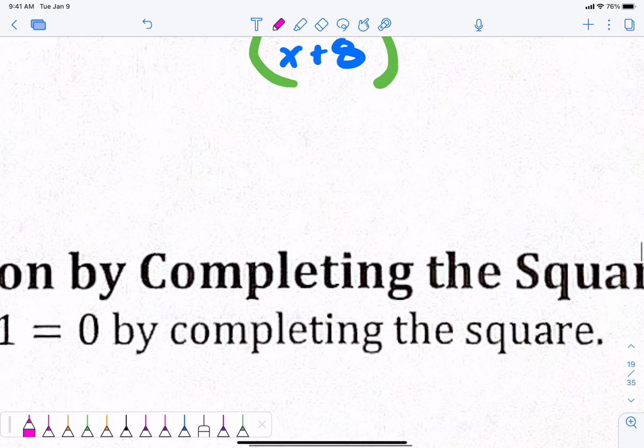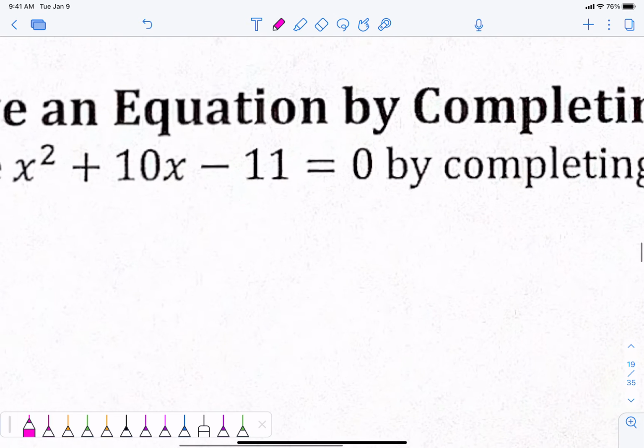Okay, now we're going to do full-blown completing the square. I'm going to give you 4 steps, and you're going to do those 4 steps every single time. And the more you do it, the more problems you solve with completing the square, the easier it's going to be. So you'll be able to do it lickety-split.